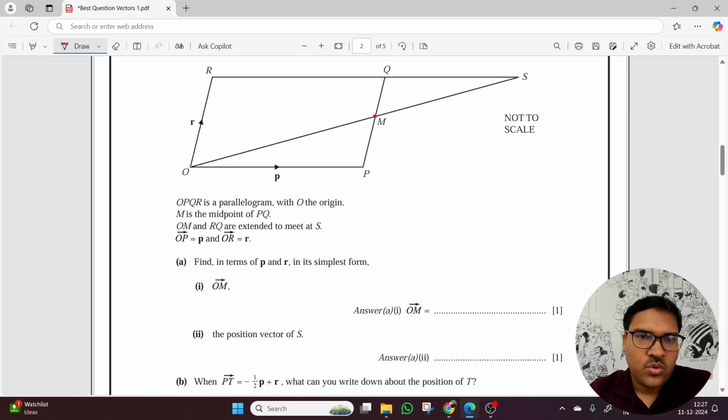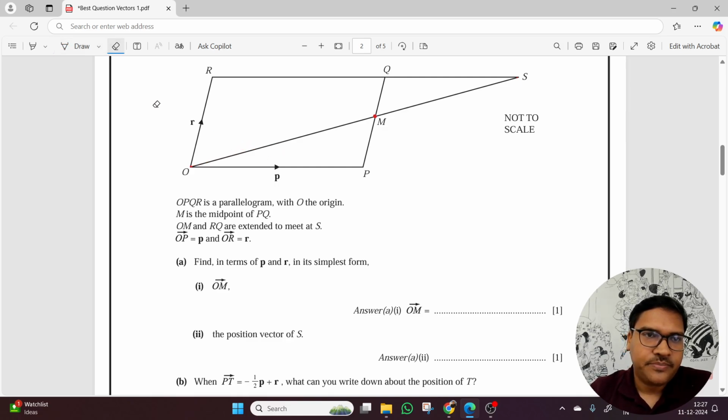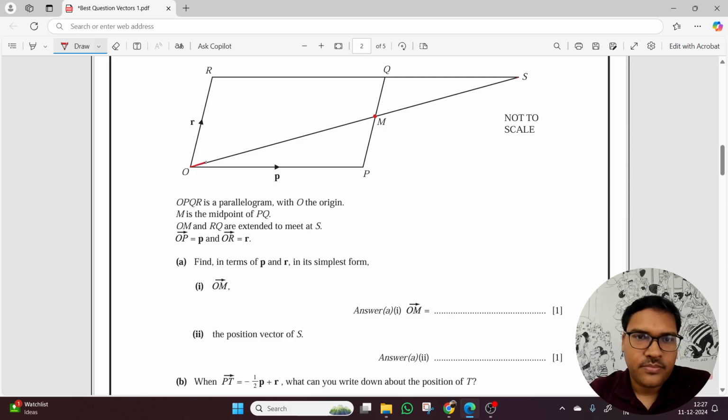So first thing is, what is this OM vector? Let's write this OM vector first. So this is our OM vector, right? Now, how will you get OM vector? So you can clearly see this is a parallelogram. So I'll directly discuss the same thing as in the first question. This vector is R vector and this is a parallelogram. So this will be parallel to this. This will be half. So this is R vector divided by 2.